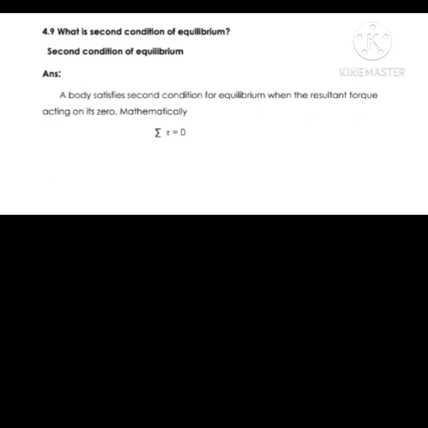According to this first condition of equilibrium, the body will be in equilibrium. Next question is 4.9, that is what is the second condition of equilibrium. A body satisfies the second condition for equilibrium when the resultant torque acting on it is 0. Representation of the second condition of equilibrium is summation of torque equals 0.